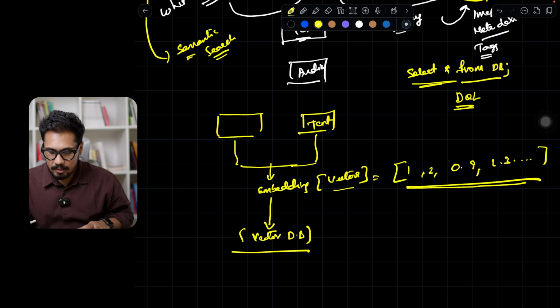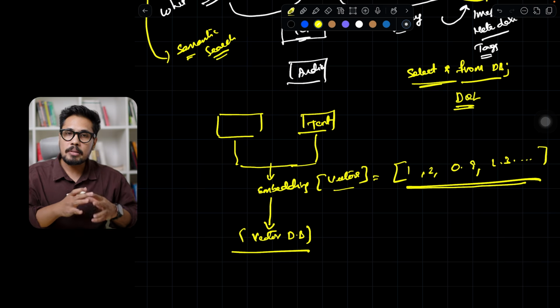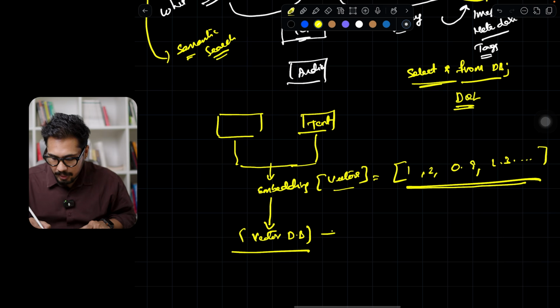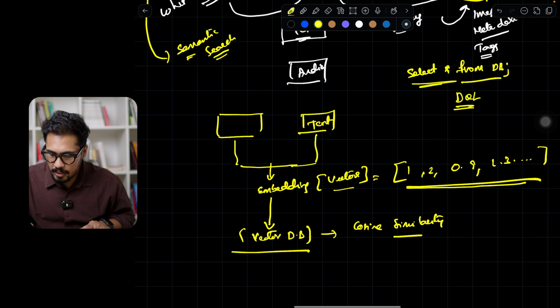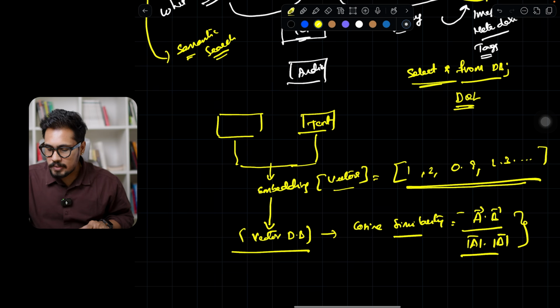So how exactly is the vector database able to identify similar words? Very simple. The vector database uses a mathematical formula called cosine similarity. What exactly is the formula? Cosine similarity is the dot product of A and B divided by the magnitude of A times the magnitude of B. Based on this, it is able to identify the similarity of two vectors.